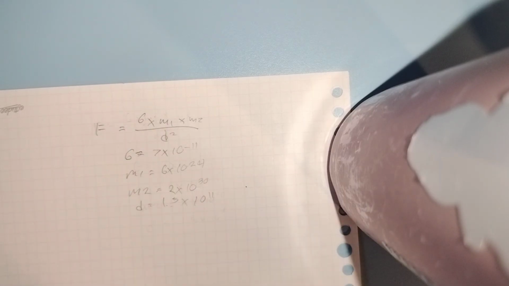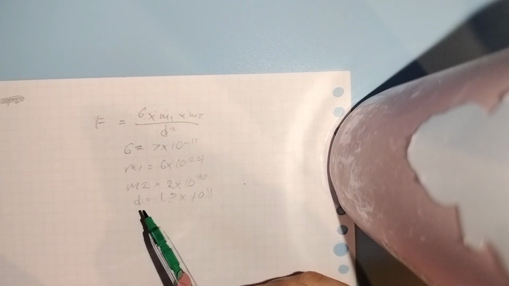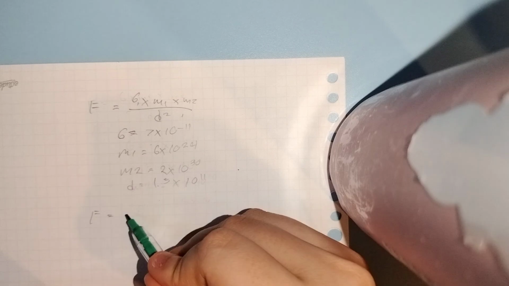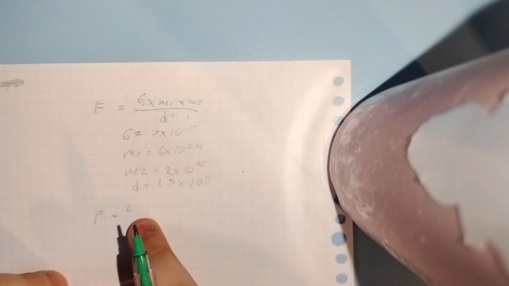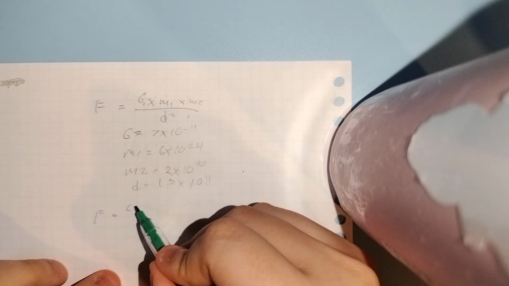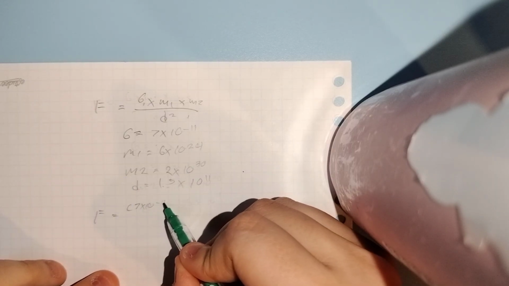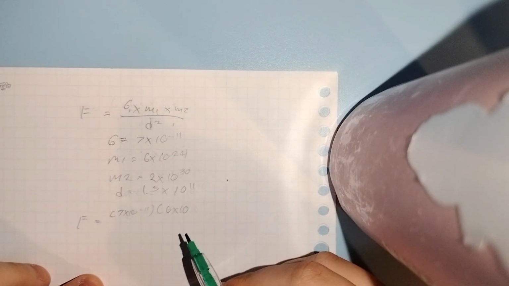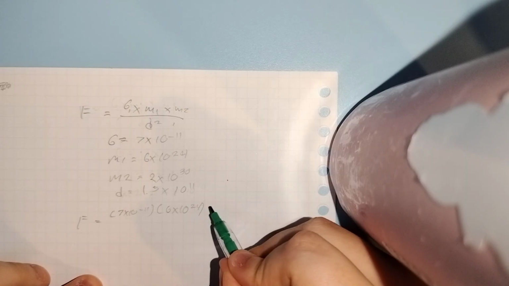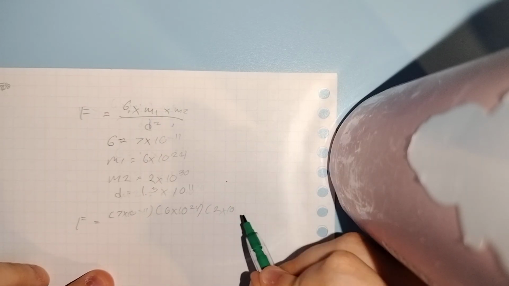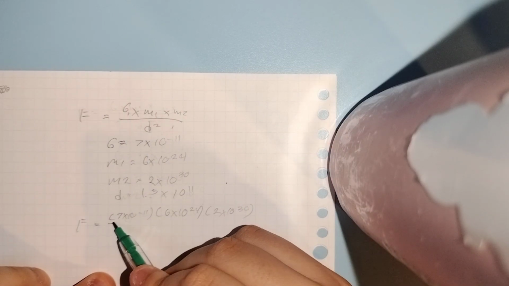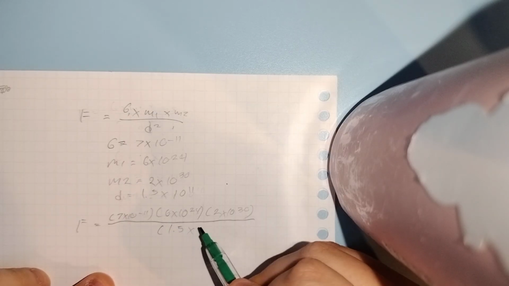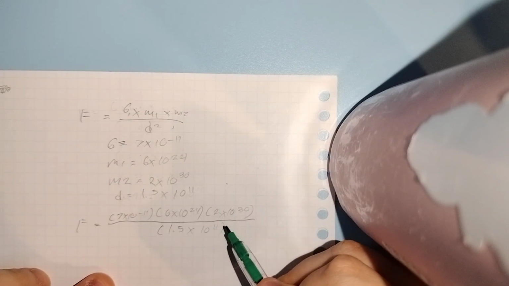Okay, so next to solve this problem, we need to put the variables we have into the equation. So we can say that F is equal to G. I'll use brackets to make it easier to differentiate. So first of all, F is equal to G, which is 7 times 10 to the power of negative 11, times 6 times 10 to the power of 24 and times 2 times 10 to the power of 30, divided by 1.5 times 10 to the power of 11 squared.